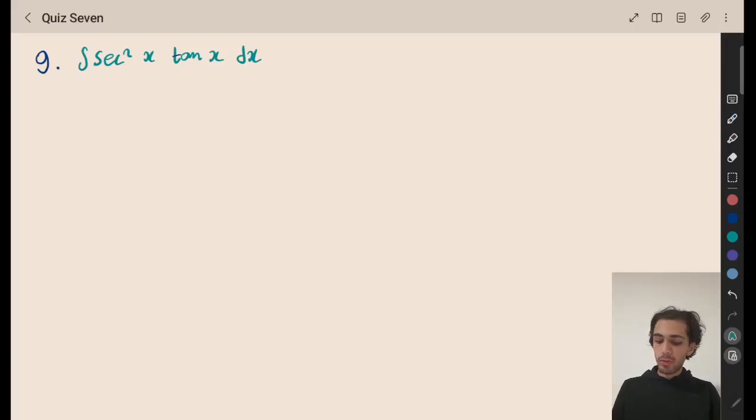Here we are tasked with finding the value for this trigonometric integral. We are also given a hint, and that is that we should probably take the derivative of sec squared.